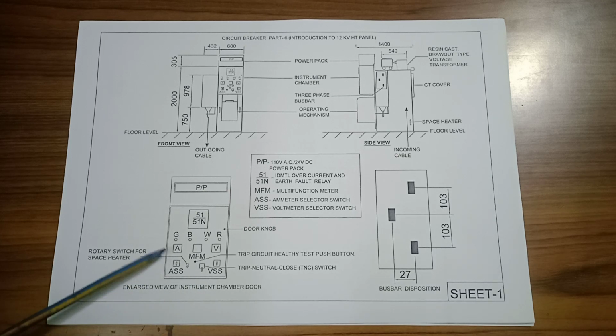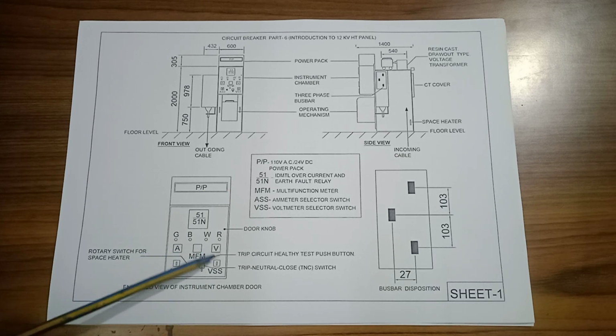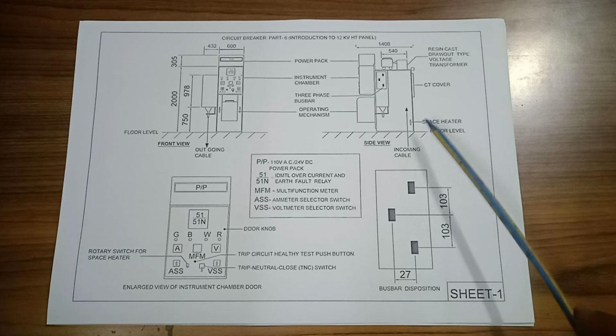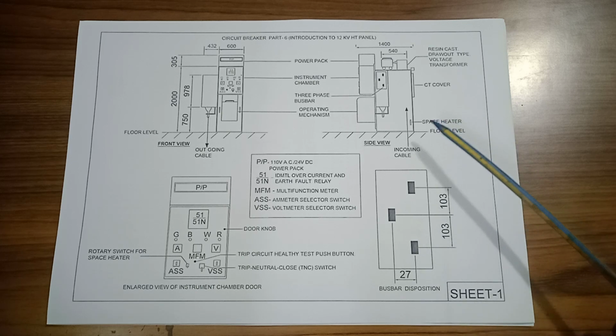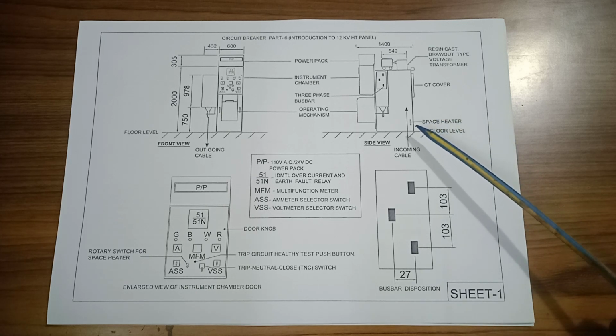Here is the ammeter, multifunction meter, voltmeter. Here is the enlarged view of the instrument chamber door: ammeter selection switch, voltmeter selector switch, and this is the rotary switch for the space heater. Here is the space heater. The space heater dries the inside of the cubicle from moisture by creating heat.